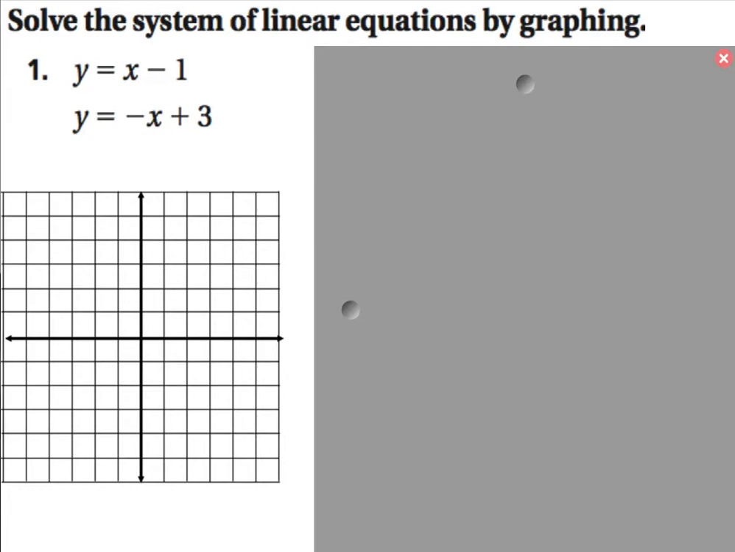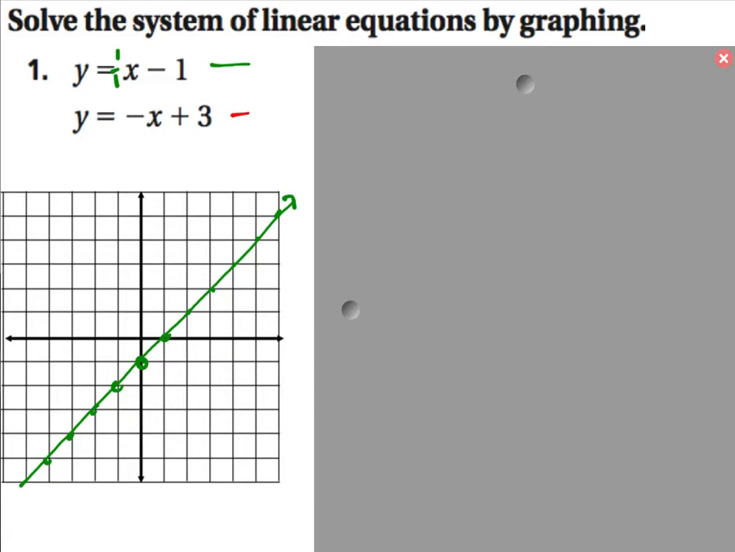Let's go with y equals x minus 1 in green. It's got a y-intercept at negative 1. The slope is 1 over 1, so up 1 over 1. It's going to go up along this diagonal, and then I can go down and back as well. So there's y equals x minus 1.